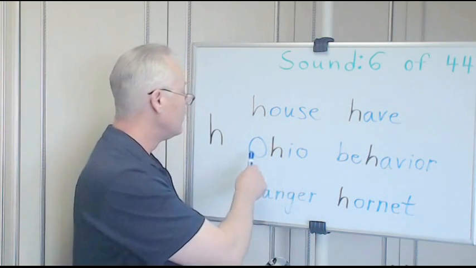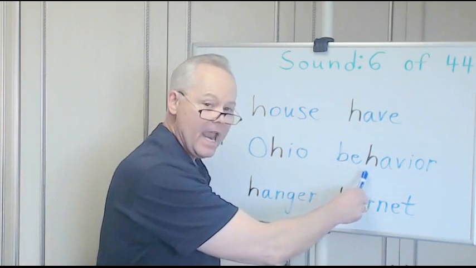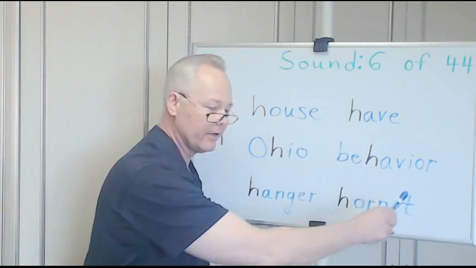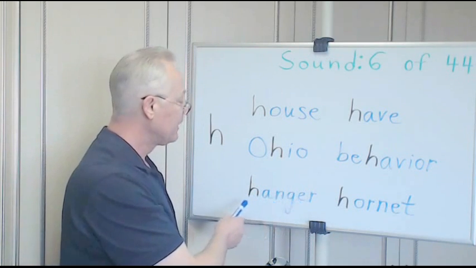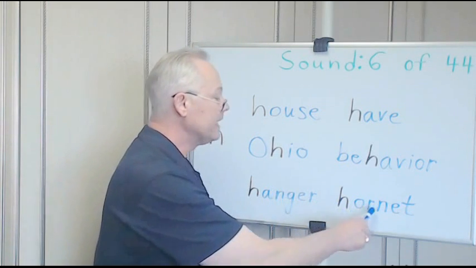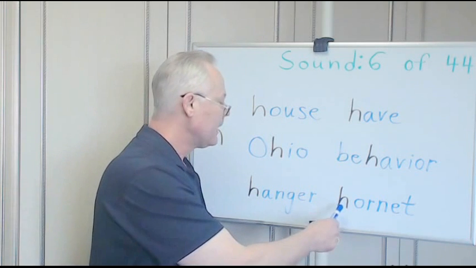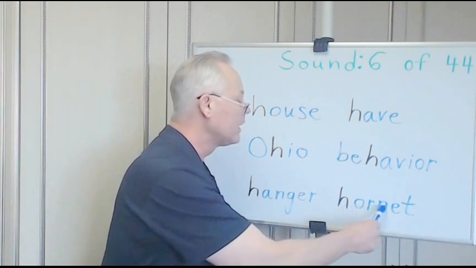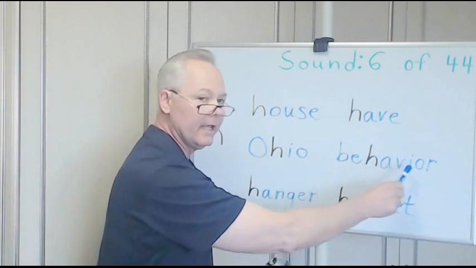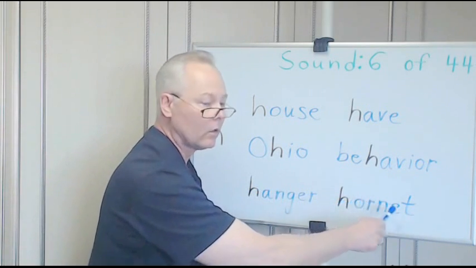Ohio, that's a state in the United States. Behavior. Hanger, such as a clothes hanger. Hang your shirt on a hanger in the closet. Hornet, hornets are like a bee. They can sting you. House, have, Ohio, behavior, hanger, hornet.